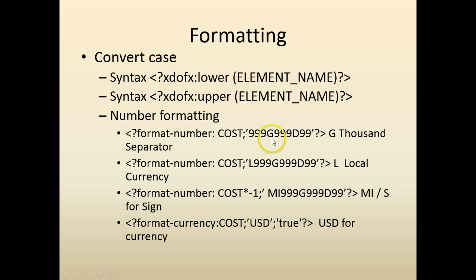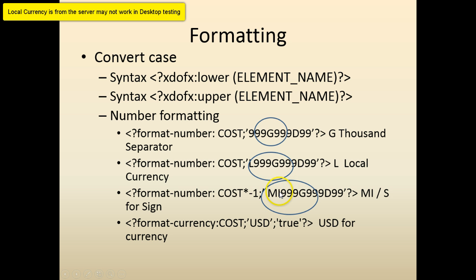Then you have this G. The G is the 1000 separator. So I can have a D for decimal. If I want to format the number using the local currency, I would put the L, then the G, which is the 1000 separator, and the D, which is the decimal separator.